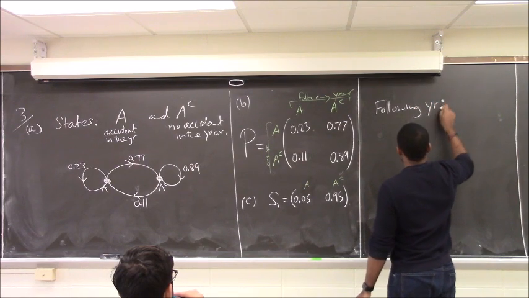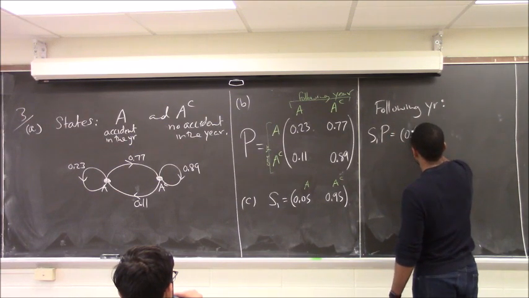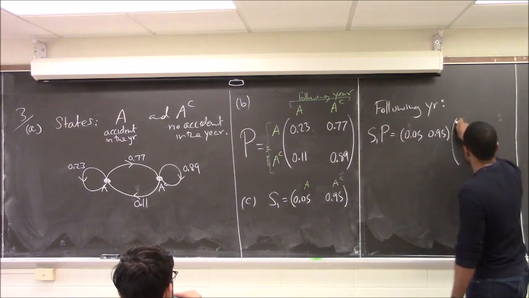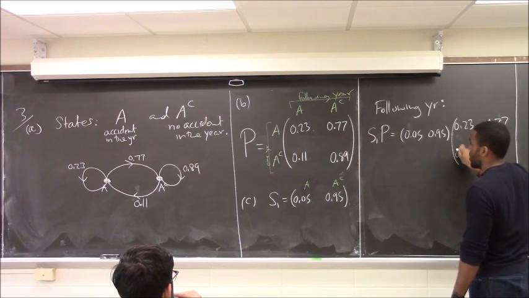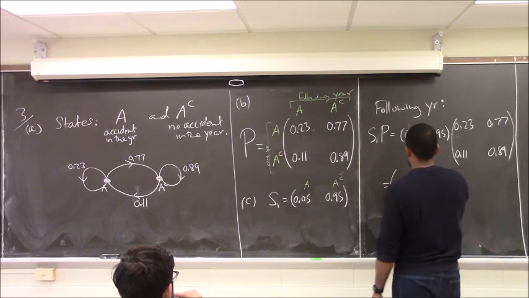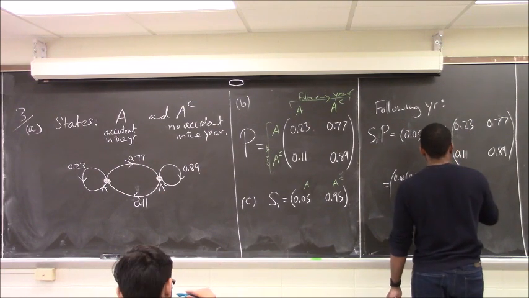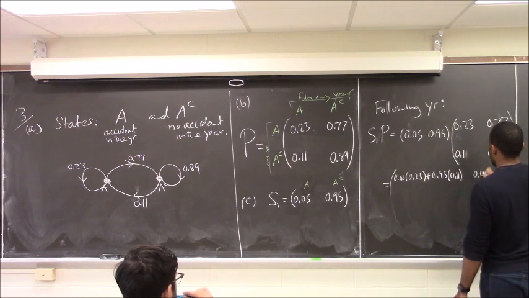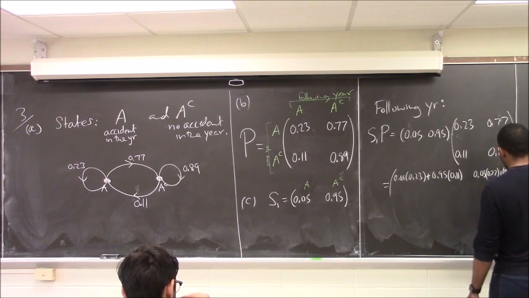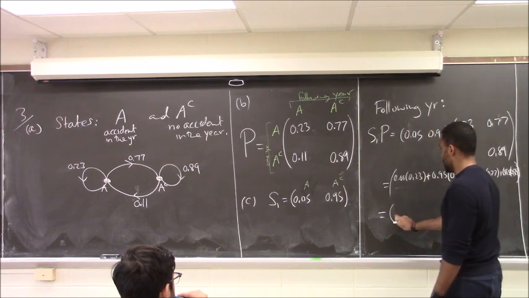Following year, what you would do is you would take S1 times P. P is on the right because matrix multiplication has to be done in a certain order. 0.05, 0.95 times this matrix. So that is going to be 0.05 times 0.23 plus 0.95 times 0.11. 0.05 times 0.77 plus 0.95 times 0.89. See, that's what you got.